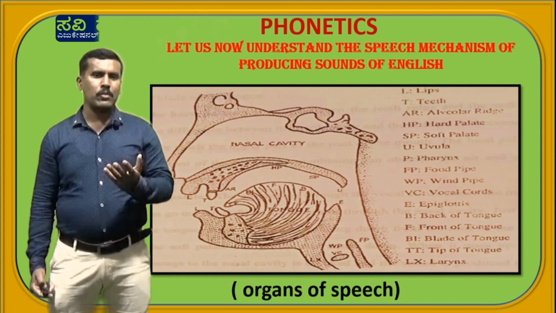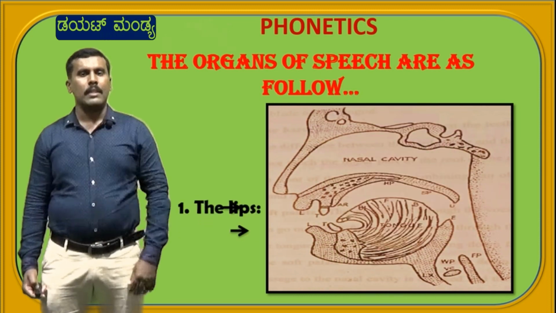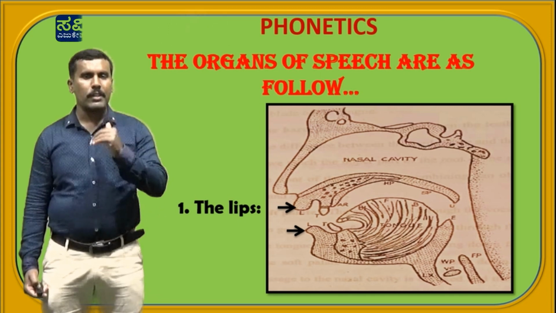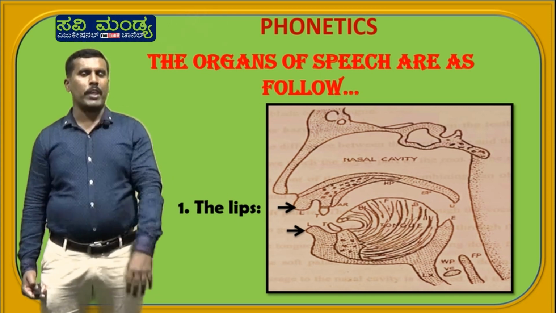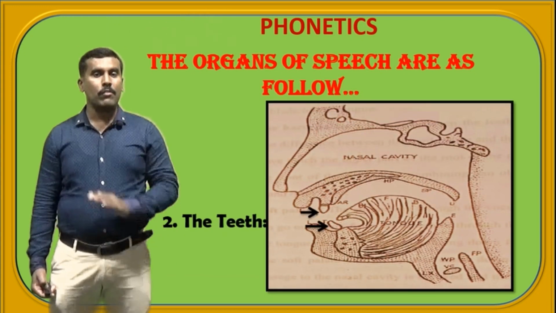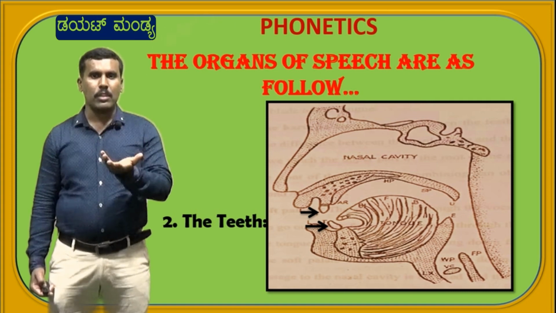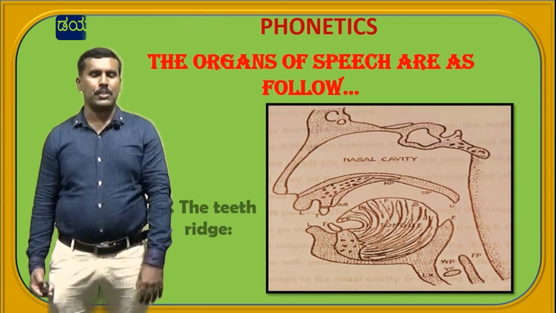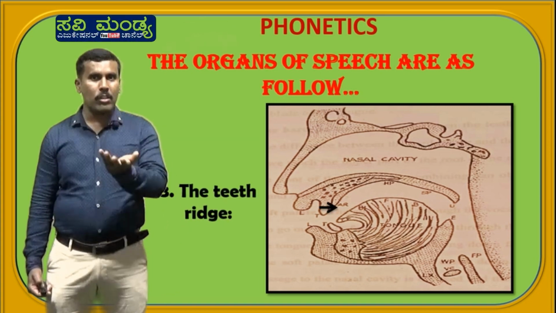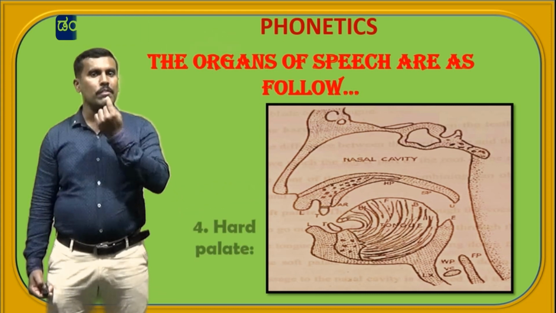Let us try to analyze each and every organ of speech. First, the lips. The lips are very important in the production of various sounds. They modify the air streams in a number of ways. Second, we have teeth. They are not for biting or eating purposes only. They also modify the sounds with the help of other organs of speech. Third, the teeth ridge. It is also called alveolar ridge. It is just behind the teeth and it covers the root of the teeth.